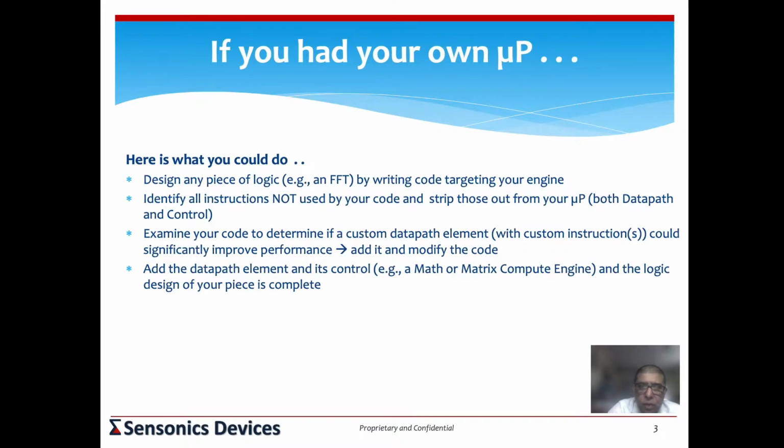If you had your own microprocessor, one of the things you wouldn't have to worry about is Trojans, which you might have to worry about if you had downloaded a piece of code from somewhere. But, equally importantly, you can design any piece of logic, for example an FFT engine, simply by writing code targeting your engine. You could write it in assembly, or at a high level, and then assemble it and produce object code and so on.